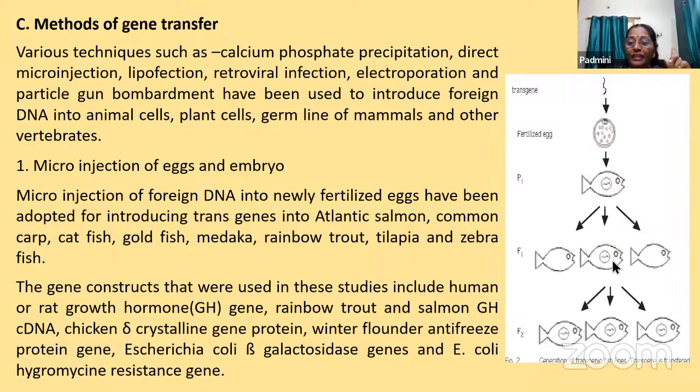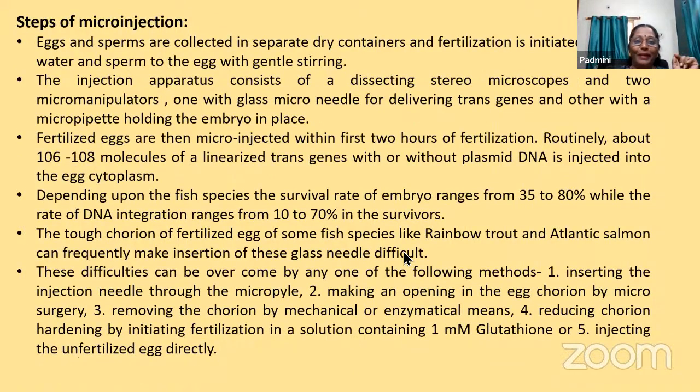This founder fish is again going to be backcrossed, and you're going to do it until all the progeny carry that particular transgene, as a homozygous transfer of that particular gene. Until then, you're going to keep searching for it by backcross, test cross, and so on and so forth. So, the steps for microinjection.